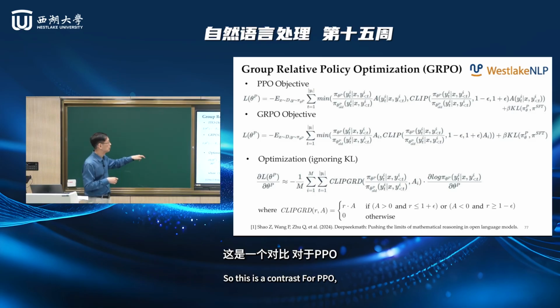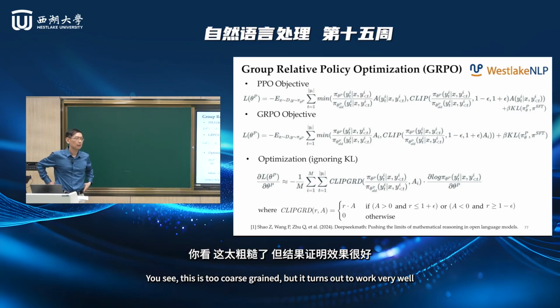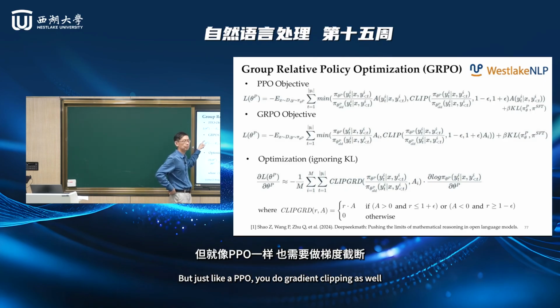So this is a contrast. For PPO, at every step, you weigh the log probability gradient with a token-level A. For GRPO, you weigh the gradient with a global A, and that's it. You see, this is too coarse-grained, but it turns out to work very well. But just like PPO, you do gradient clipping as well.